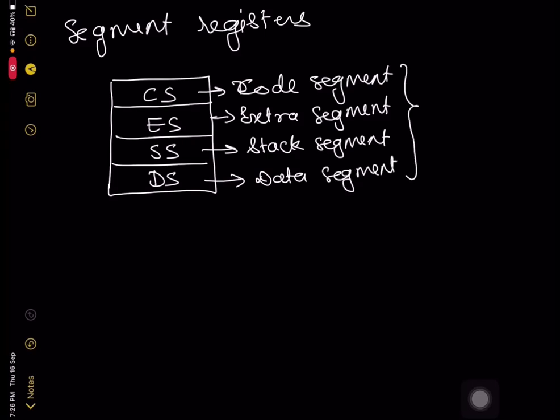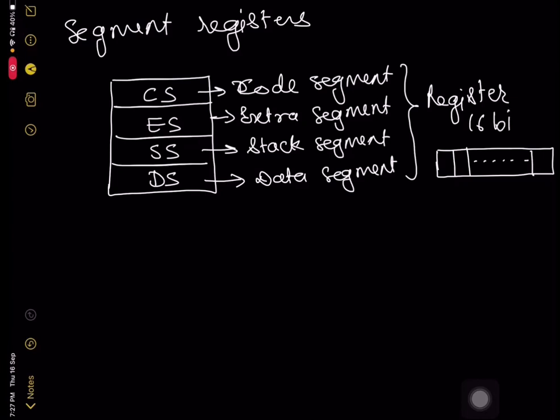Now when I say a register, that means it is an assembly of flip-flops, having a number of flip-flops which can contain data in the form of bits. Now all these four registers, code segment, extra segment, stack segment and data segment register, are all 16-bit registers. When I say a 16-bit register, it means it has 16 flip-flops and each flip-flop can hold 1 bit. So likewise, D15, D14 up to D0, such 16-bit data can be stored in this register.